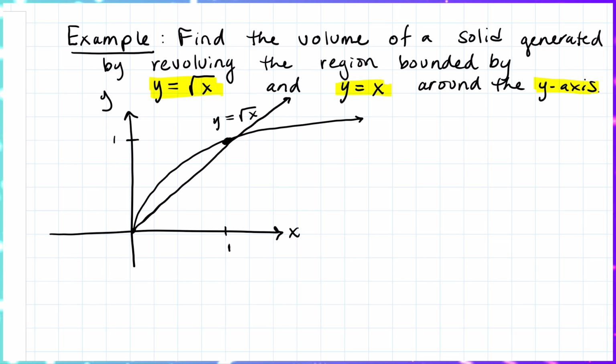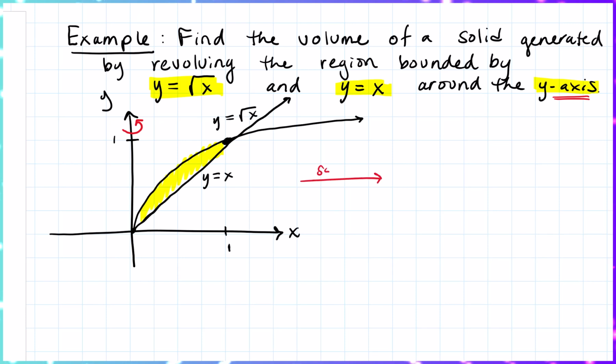So when we're talking about the region bounded by y equals the square root of x and y equals x, this is the region right in here. That's why I had to zoom way in, because it's just this little tiny sliver. But we want to take that and create a solid by revolving it about the y-axis. I use my little arrow there in red to indicate the axis of revolution, which is the y-axis.